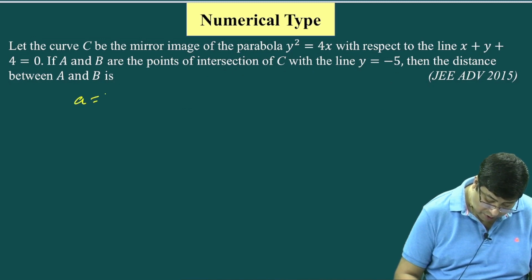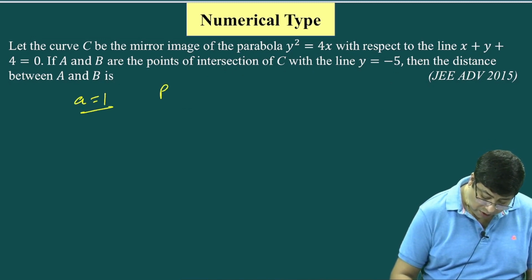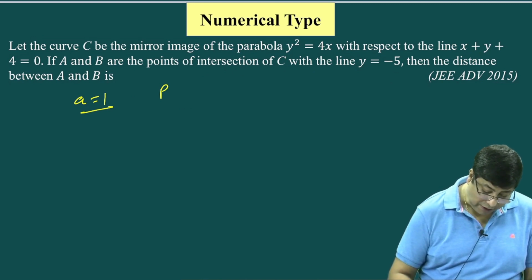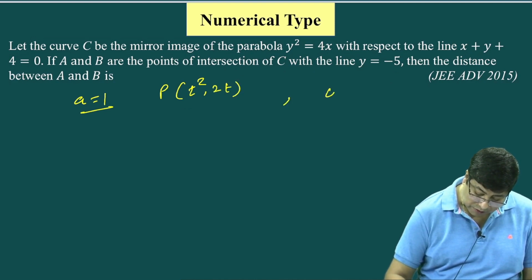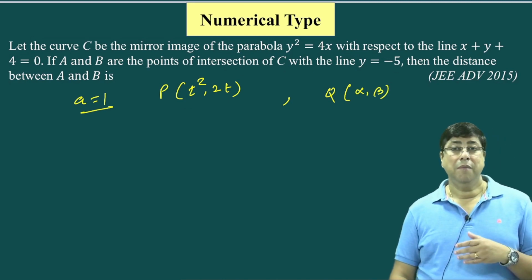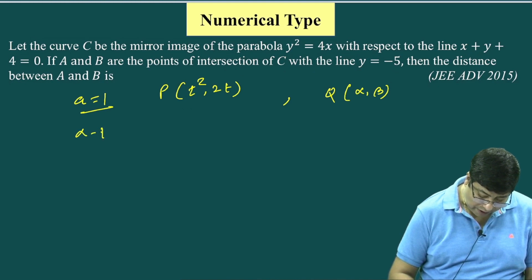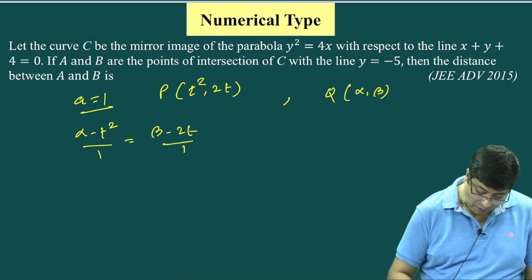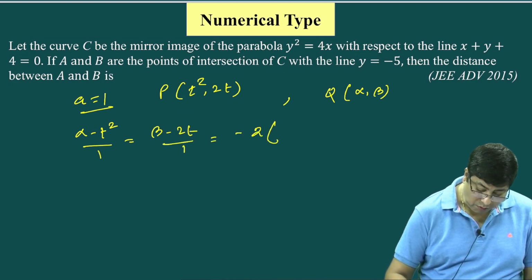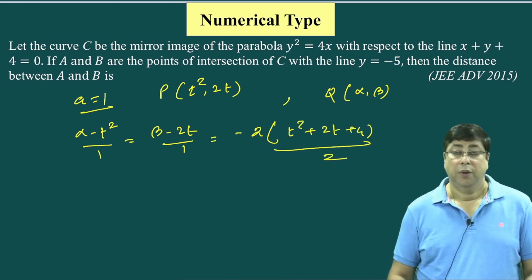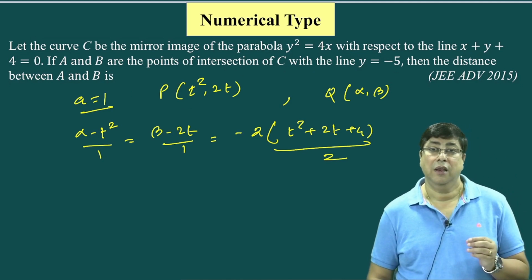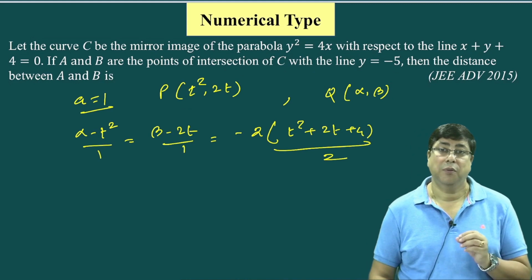So here a equal to 1. Any point, suppose P on the original parabola, is at square, 2at, that is t square comma 2t. And any point, suppose Q, let us consider any point on C, that is alpha comma beta. Using the mirror image formula, we can say alpha minus t square by 1 equal to beta minus 2t by 1 equal to minus 2 into t square plus 2t plus 4 by 2. Everybody, in short tricks and tips I have given in straight line, this is the mirror image formula to get the mirror image point directly instead of solving.